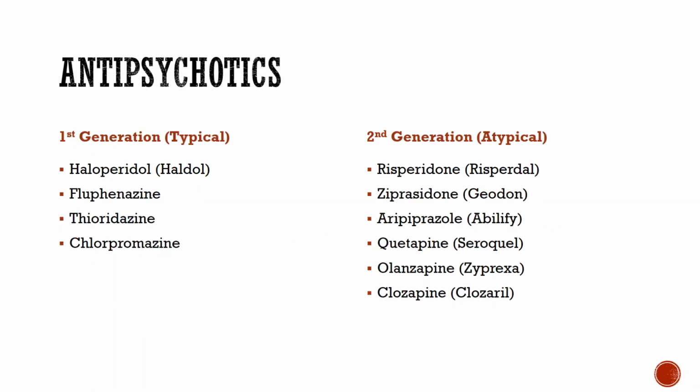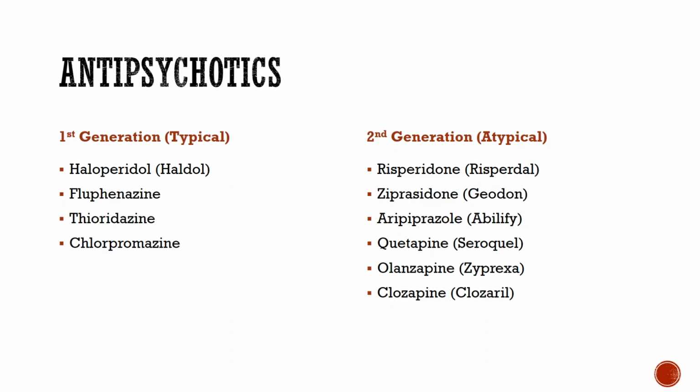So our antipsychotics here, we have our first generation, or our typical. These are the ones that were first introduced, right? And they include our Haldol, our fluphenazine, our thioridazine, and our chlorpromazine. And based on how I'm saying these, we don't use the second and third very often, but we do use Haldol and the chlorpromazine with a fair amount of frequency still. And they tend to work really well for those positive symptoms. I'll go over those in the next slide.